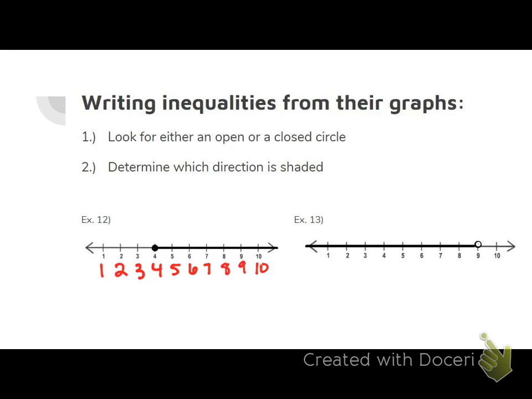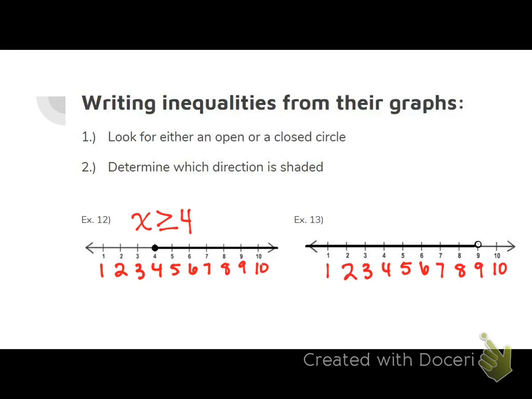Okay, the other one, again, they counted up to 10. But this time, what kind of circle does it look like they have? Open at what number? 9. Good. And it's shaded to the left. Okay. Lydia, for number 12, what did you get? Greater than or equal to 4. X is greater than or equal to 4. Very good.